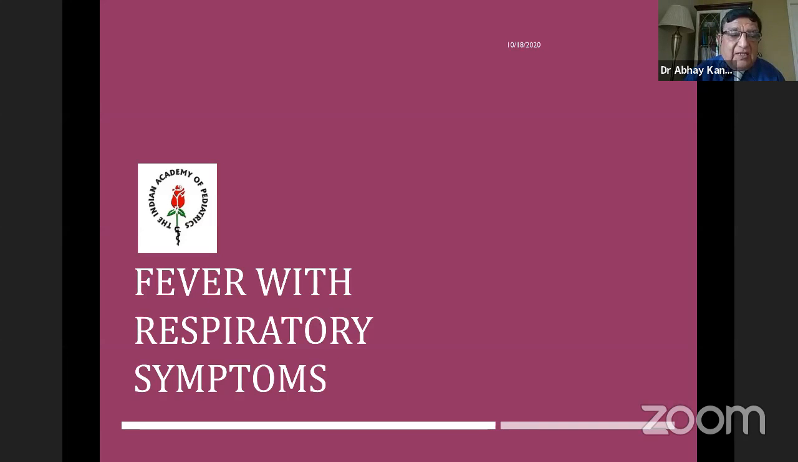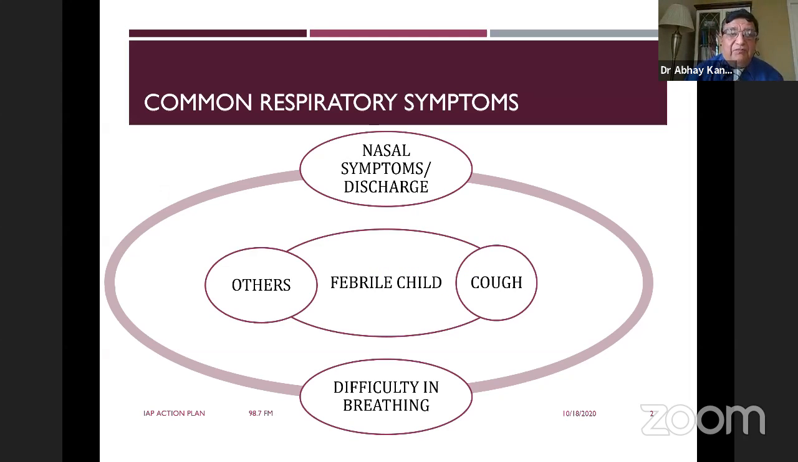module. That is more common, I would say, compared to the previous two, and that is fever with respiratory symptom. And remember that when the child has this type of respiratory symptom, it has two important components. One is infection and second is allergy. In this module, we are going to deal with only infection. We are not going to deal with allergy.